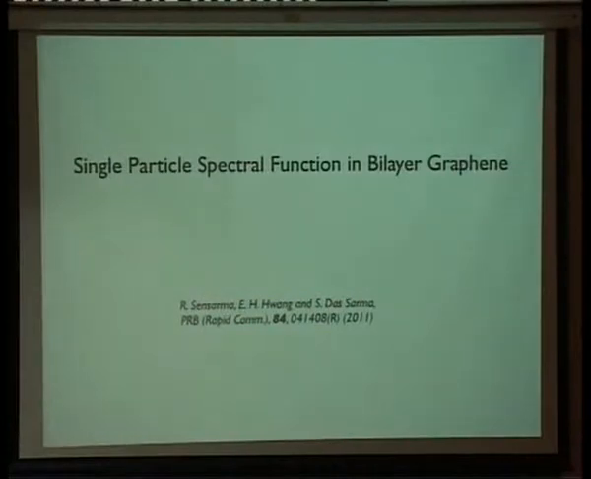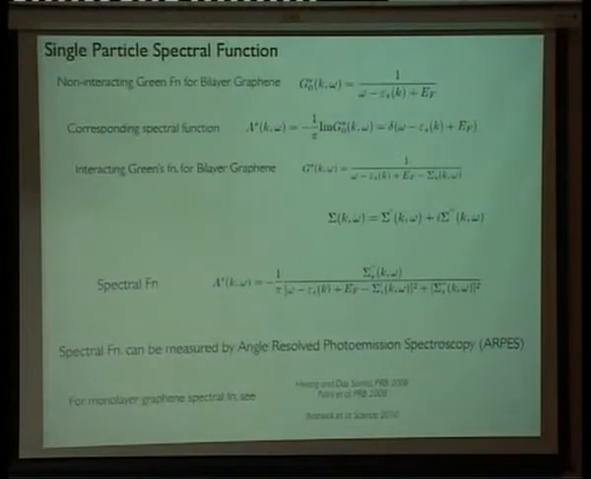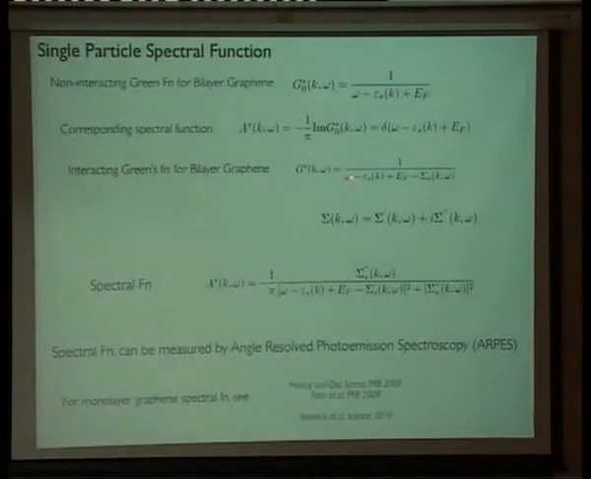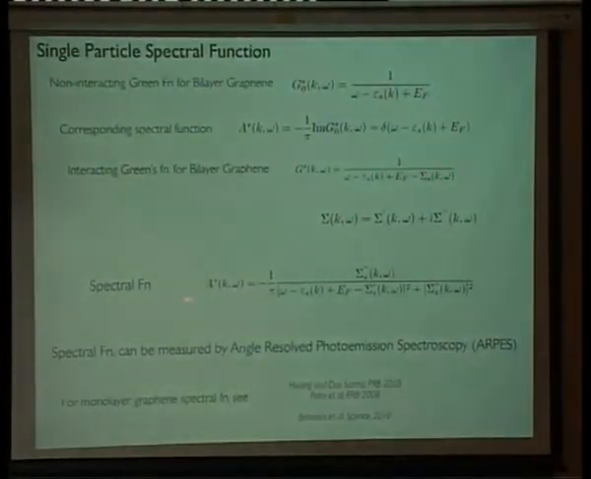Let me go to the part which I put in my initial title. It's the single particle spectral function in bilayer graphene. And this was again work done with Yuhen and Shankar. And so the spectral function is obviously the imaginary part of the one particle Green's function. And the effects of Coulomb interaction can be captured by putting in a self-energy term. So this is your free Green's function, and then you modify it by a self-energy, which has an imaginary and a real part.